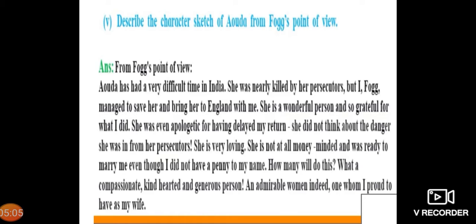She did not think about the danger she was in from her persecutors. She is very loving. She is not at all money minded and was ready to marry me even though I did not have a penny to my name. How many will do this? What a compassionate, kind hearted, and generous person, an admirable woman indeed, one whom I am proud to have as my wife.